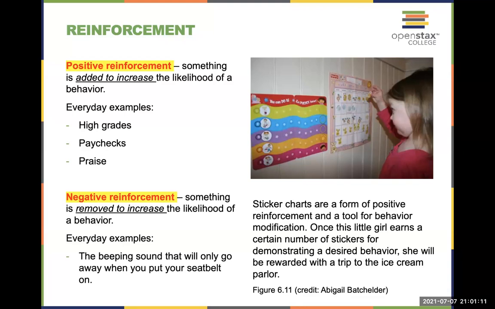If I get a passenger that doesn't react too quickly to it, then I might have to say something to my passenger. So that's positive reinforcement: something is added to increase the likelihood. Negative reinforcement: something is removed to increase the likelihood. And I'm sorry for misspeaking before, I was talking about negative punishment.